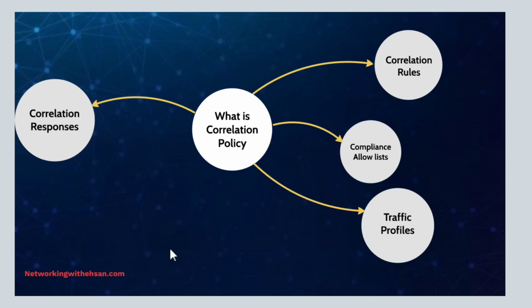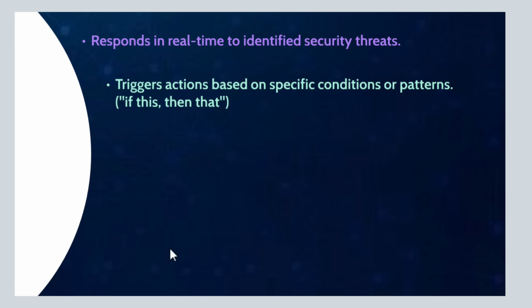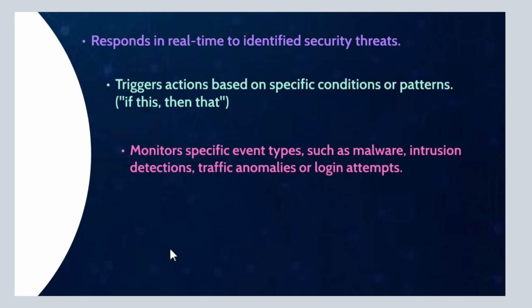At its core, a correlation policy defines how security events are analyzed and responded to. By combining rules, allow lists, traffic profiles, and remediation responses, it enables a comprehensive and adaptive approach to protecting your network. This module is designed to respond in real time, triggering actions based on specific conditions like traffic anomalies, connection events, intrusion, or malware detections.